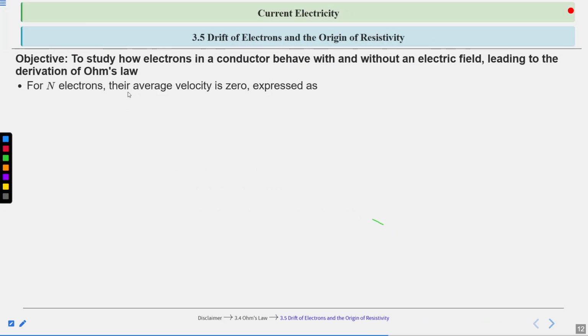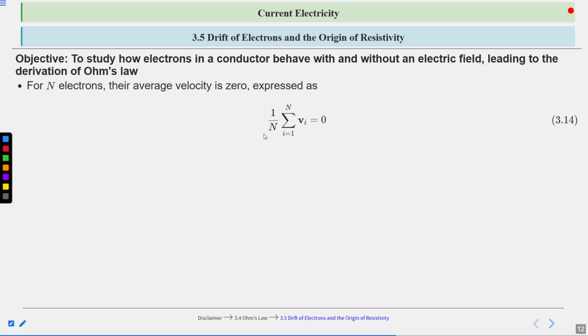For n electrons, their average velocity is 0. If there are n electrons in the conductor and there is no electric field present, what will happen? Their average velocity is 0. This means the number of electrons moving in the forward direction and the number moving in the backward direction are the same. The number of electrons moving upward and the number moving downward are also the same. So electrons are moving in random directions.